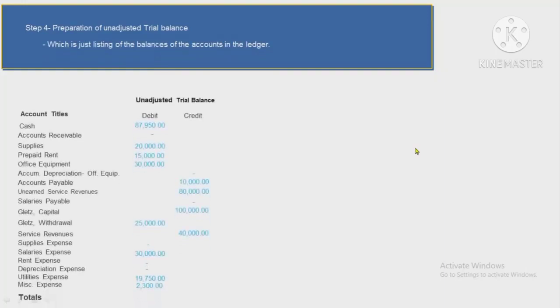Let's go now to step 4, which is the preparation of the unadjusted trial balance. And let me tell you straight, this is just the listing of the account titles and their balances in the ledger, and it will look like this.